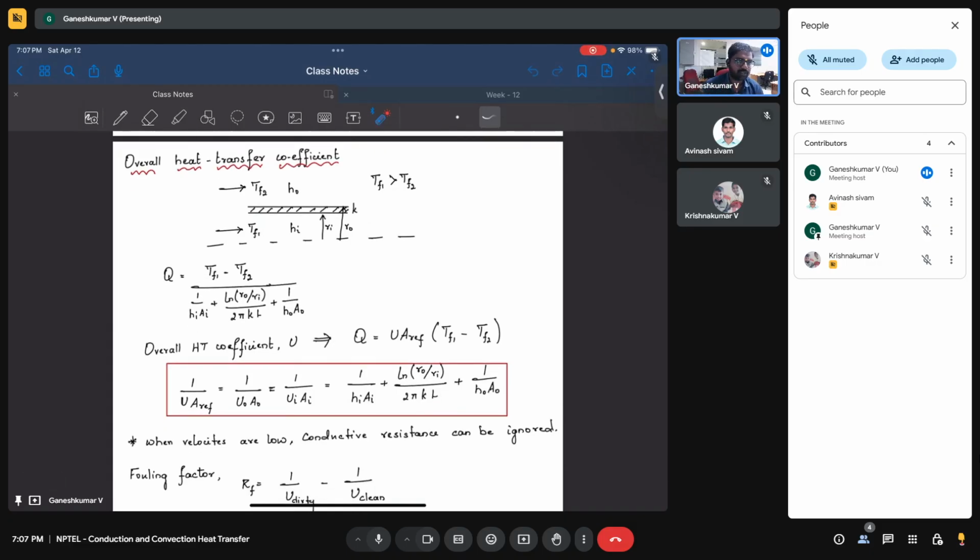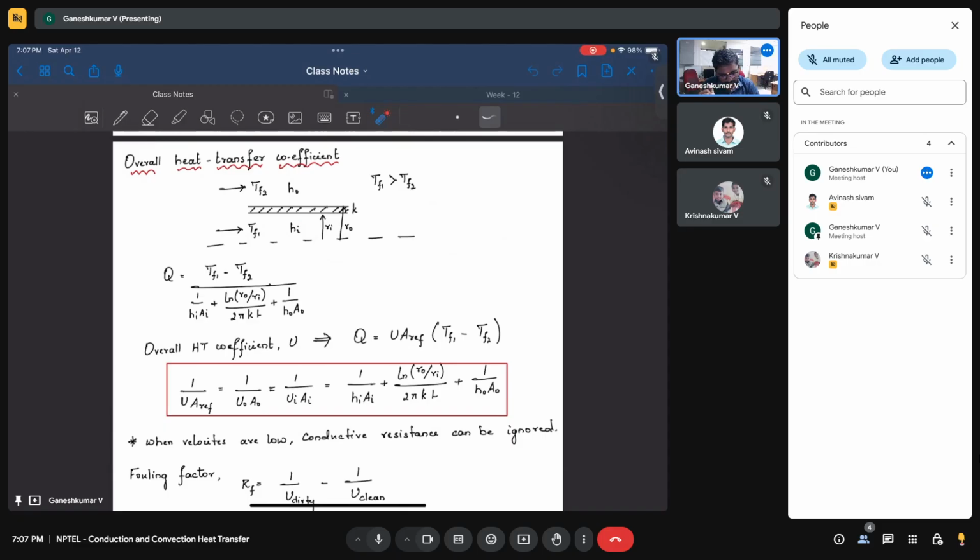Then we discussed something called the overall heat transfer coefficient. This is basically the same resistance network that we draw, and then we find the total resistance, and from the total resistance you can get back what we call the overall heat transfer coefficient. In this case, the heat exchanger is our area of interest, so you will have a hot fluid and a cold fluid going on either side of this tube.